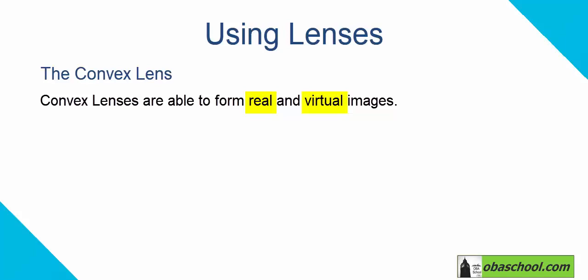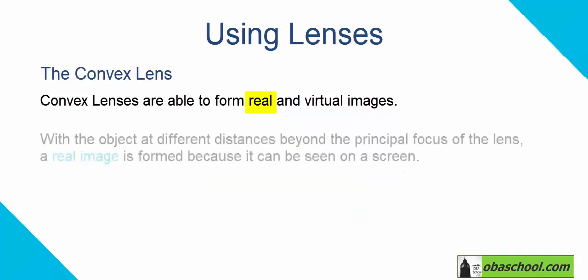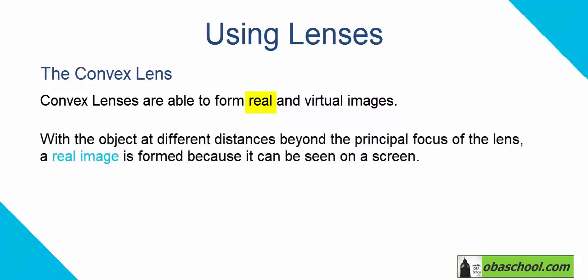Let's start with real images. When does a convex lens form a real image? With the object at different distances beyond the principal focus of the lens, a real image is formed because if you place a screen, a clear image of the object will be seen on the screen, thus it is a real image.